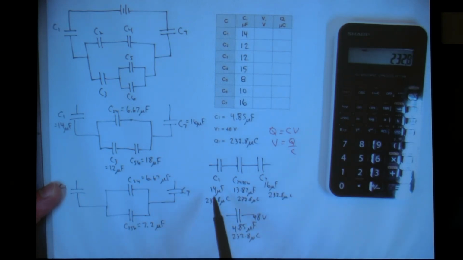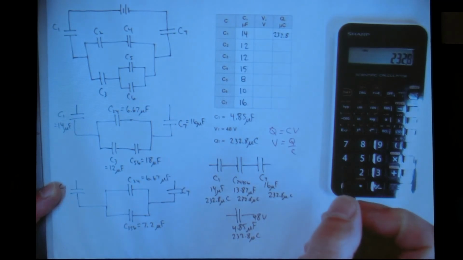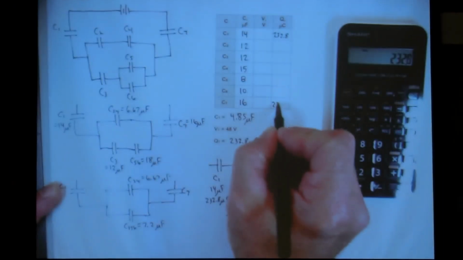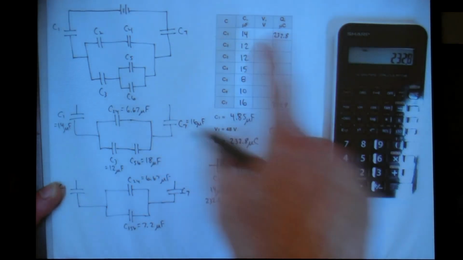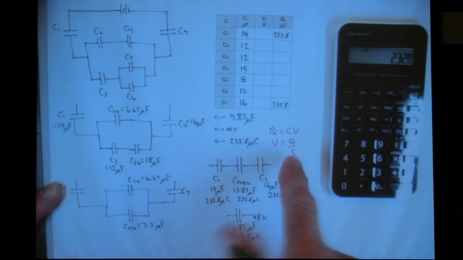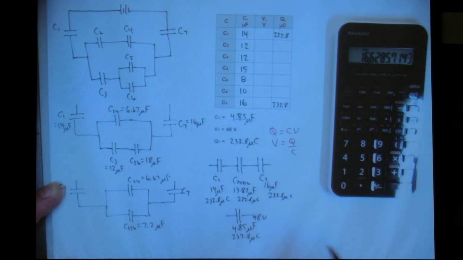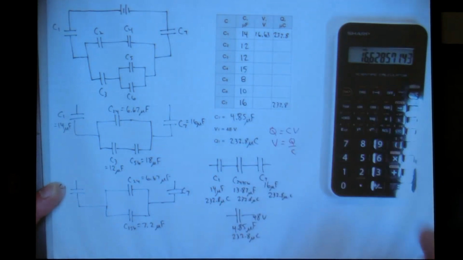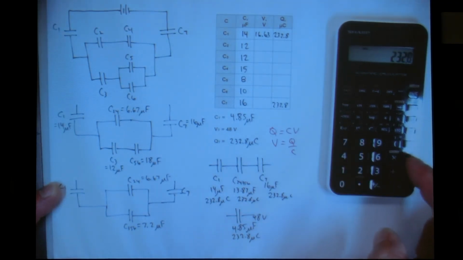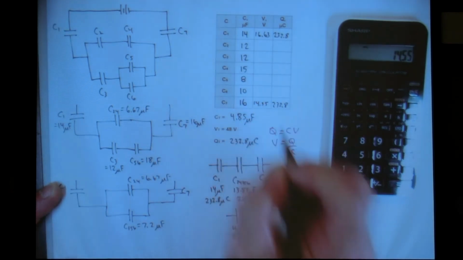Well, I can put those two values for C1 and C7. 232.8 for C1 and 232.8 for C7. To get the voltage, I'll take charge over capacitance. So 232.8 divided by 14 is 16.63 volts, and 232.8 divided by 16 is 14.55 volts.